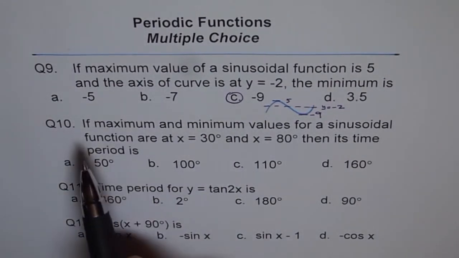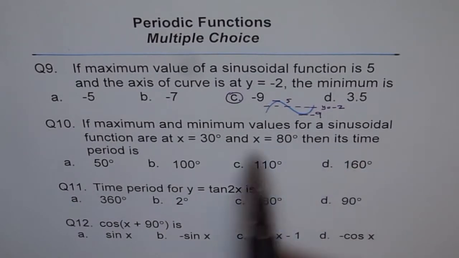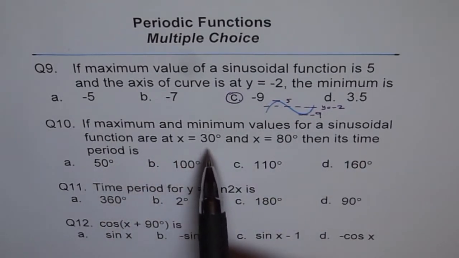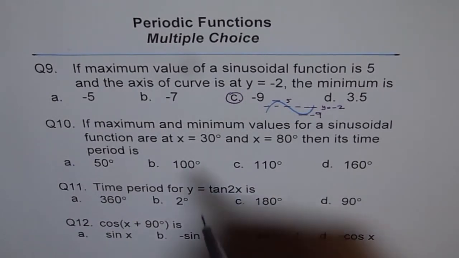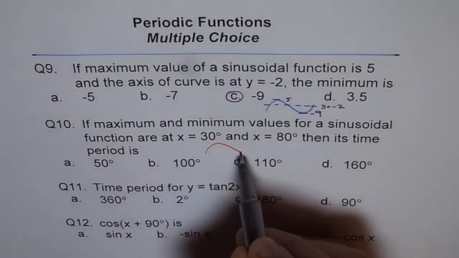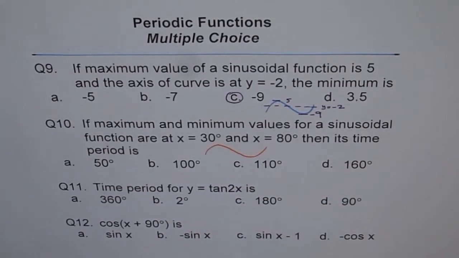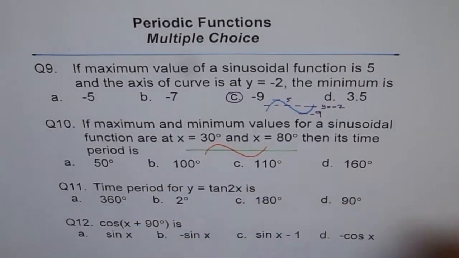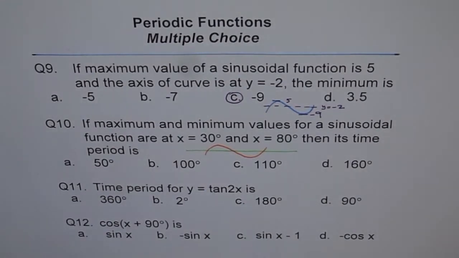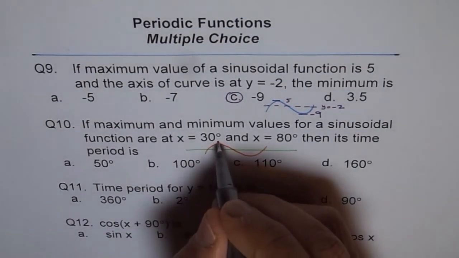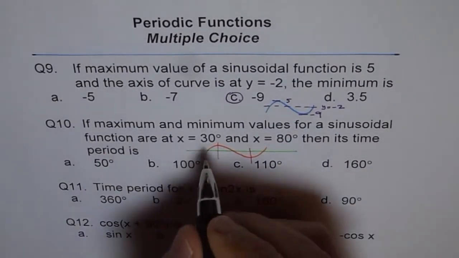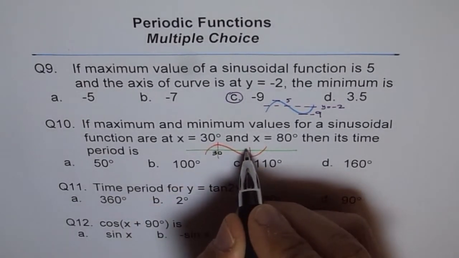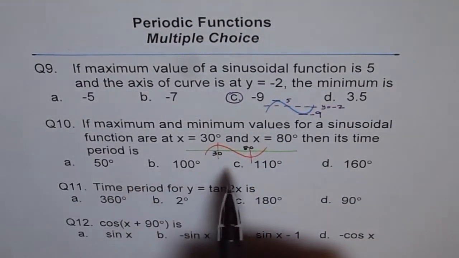Question 10. Maximum and minimum values for the sinusoidal functions are at x equals 30 degrees and 80 degrees. So let's sketch one sinusoidal function and check. Correct? Now it says that maximum and minimum, let's just draw our axis here and think like this. So that is maximum value, right? And this is the minimum value. So they say maximum and minimum values are at 30 and at 80, right? So what is the time period?